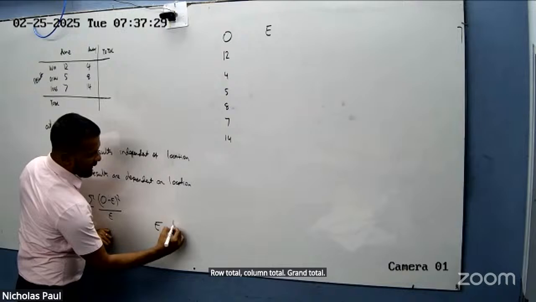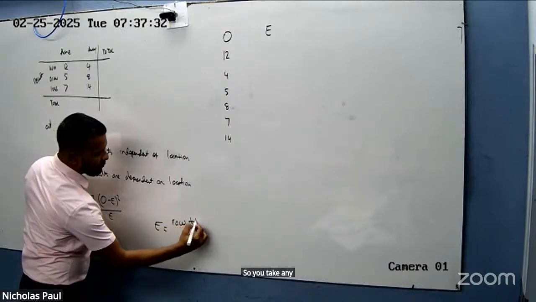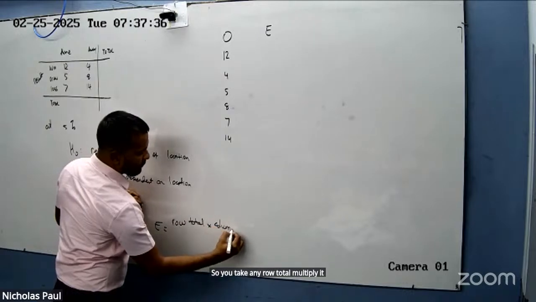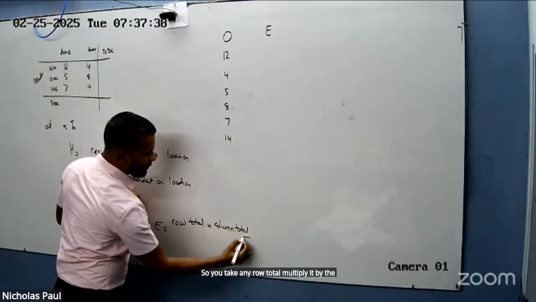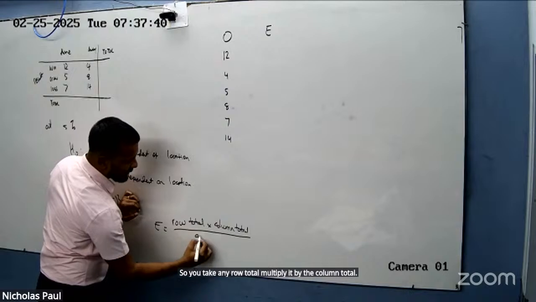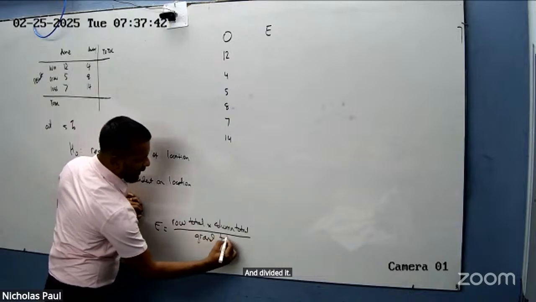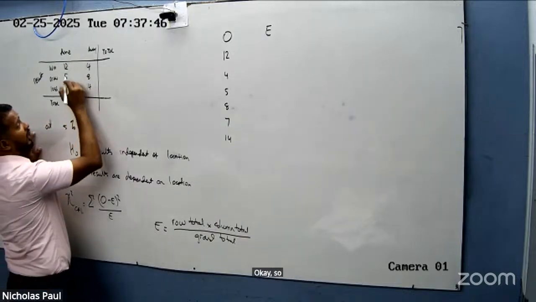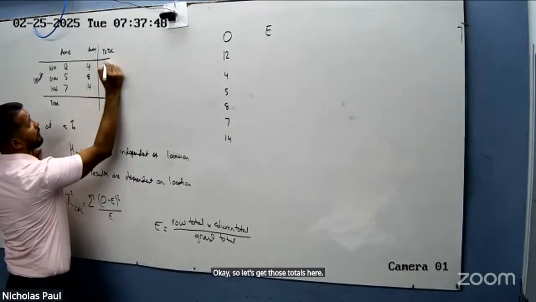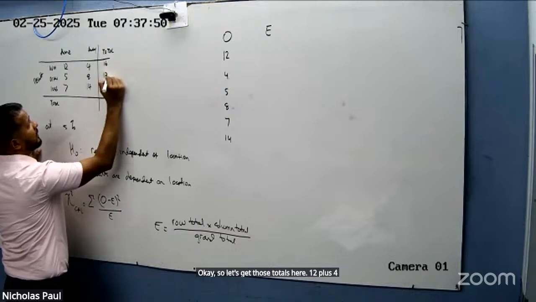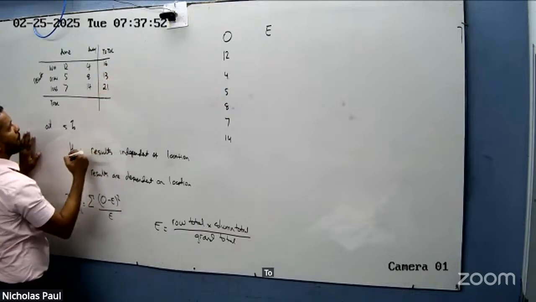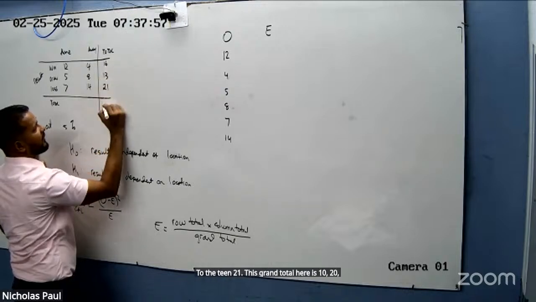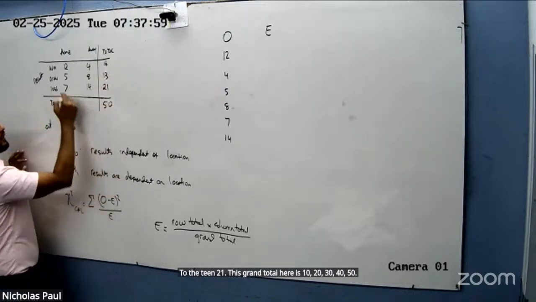So you're taking the row total, multiply it by the column total, and divide it by the grand total. Okay? So let's get those totals here. 12 plus 4, that's 16, 13, 21. Right? This grand total here is 10, 20, 30, 40, 50. Should be the same thing here.